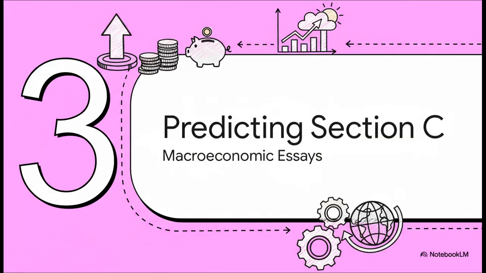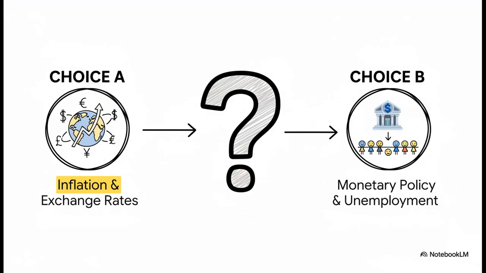campaigns. And now we're on the home stretch, Section C. The setup here is exactly the same as Section B. You'll choose one 20-mark essay from a choice of 2, but this time, obviously, we're talking big picture macroeconomics. So, for your macro essay choices, the most likely topics are a question that connects inflation and exchange rates, or one that gets into the nitty-gritty of monetary policy and unemployment. Both of these are absolute cornerstones of the AS macro syllabus.